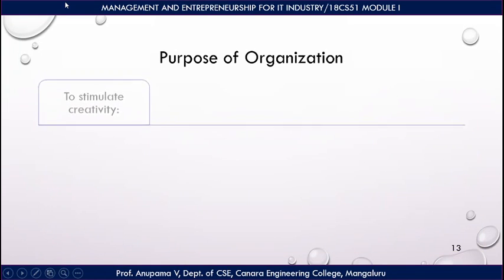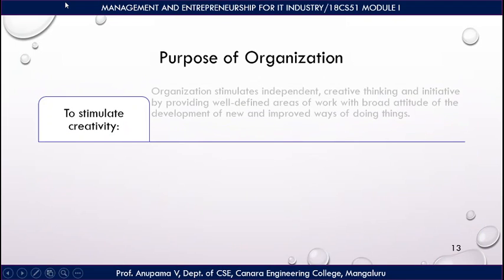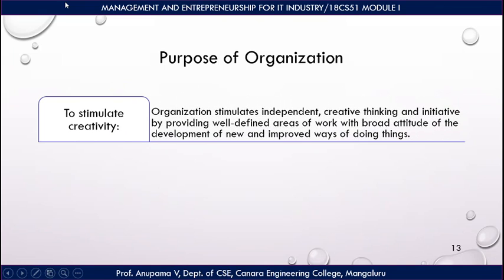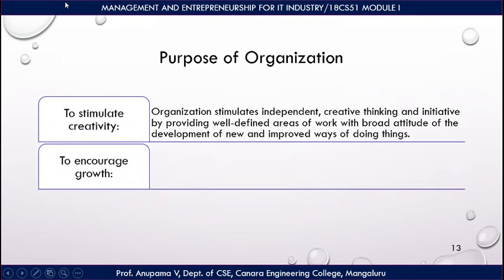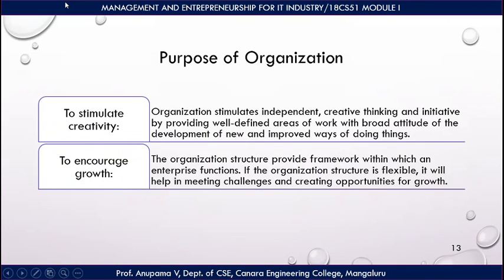What is the purpose of organization? Purposes of organization are to stimulate creativity. Organization stimulates independent, creative thinking and initiative by providing well-defined areas of work with broad latitudes for the development of new and improved ways of doing things. To encourage growth is the next purpose. The organization structure provides a framework within which an enterprise functions. If the organization structure is flexible, it will help in meeting challenges and creating opportunities for growth.